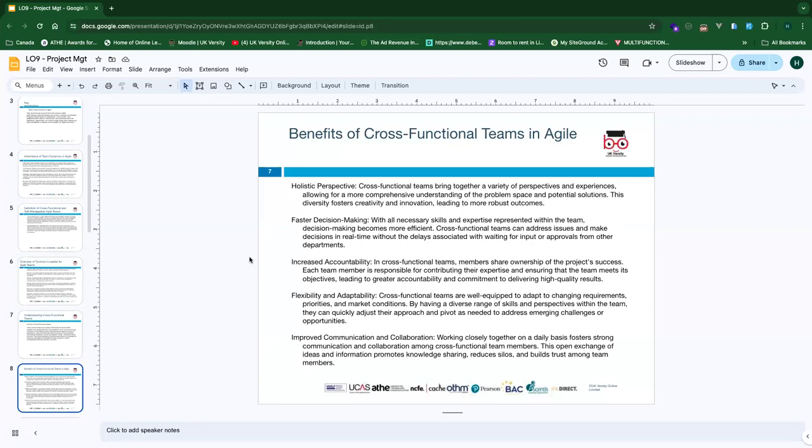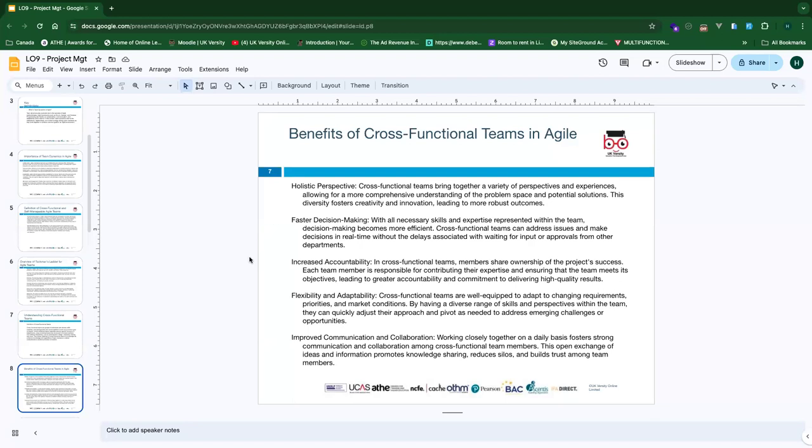Benefits of cross-functional teams in Agile. So the first benefit is holistic perspective. What does that mean? Cross-functional teams bring together a variety of perspectives and experiences, allowing for a more comprehensive understanding of the problem space and potential solutions. This diversity fosters creativity and innovation, leading to more robust outcomes.